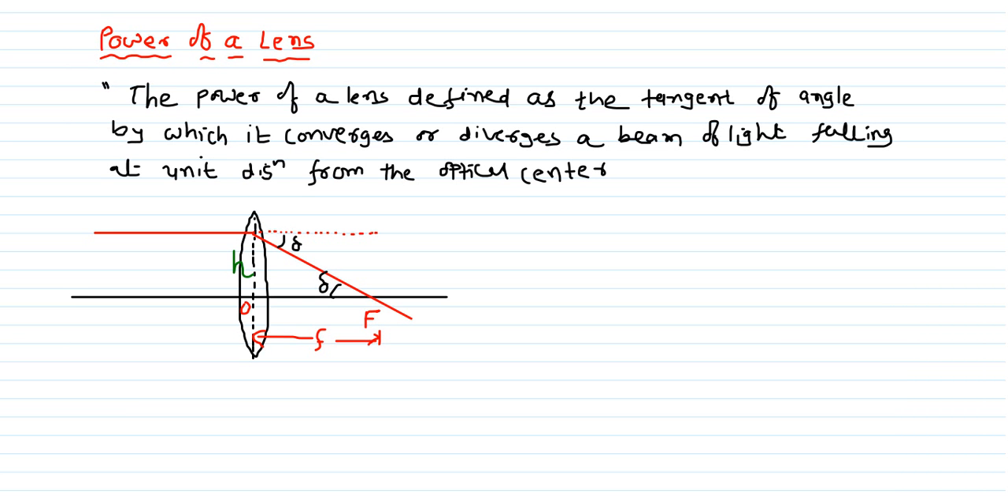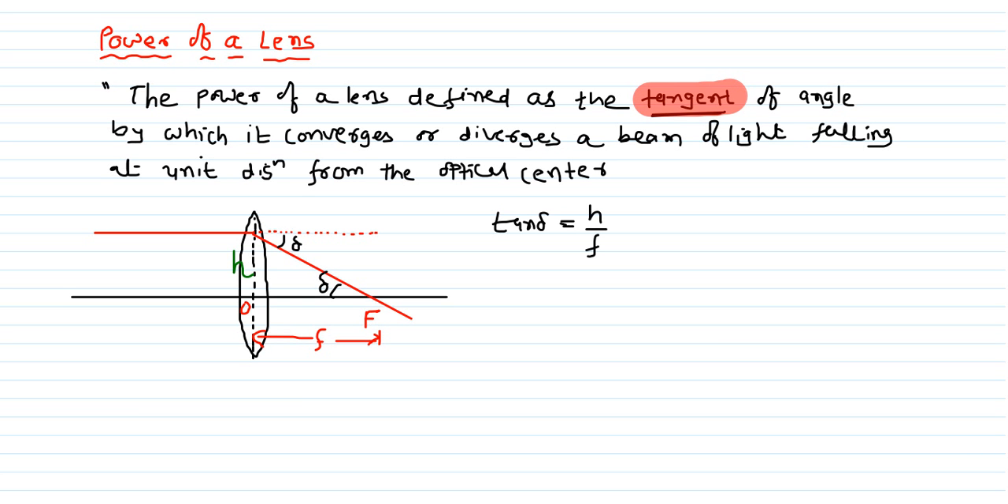So according to the definition, it is the convergence or divergence of a beam of light, and the tangent of the angle. That is, tan delta. What is tan delta? Tan delta is opposite upon adjacent, that is h upon f. Tan delta is equal to h upon f.